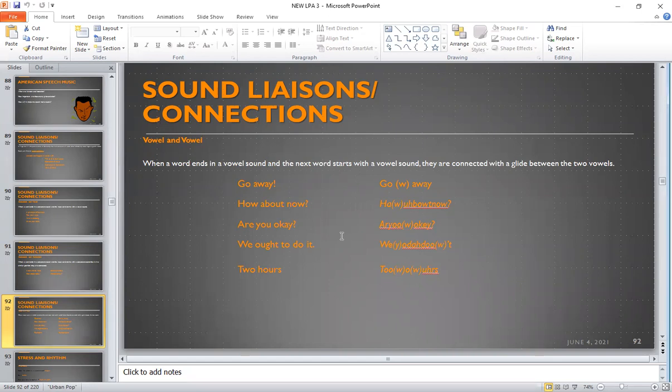Again, for us, because we're still practicing this, it sounds different. However, you'd be able to see this, like what I said, in movies or when you hear a native English or native American speaker talking. You'll be able to hear the sound liaisons and how they connect the words.